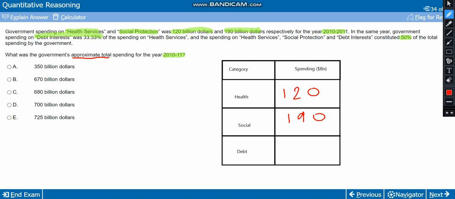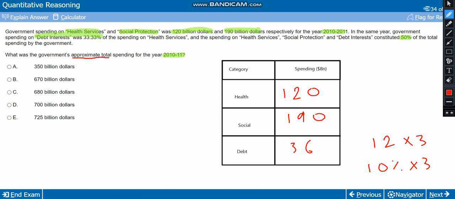The way I would work this out is we know that 10% of 120 billion would be 12. And in order to work out 30%, we multiply that by 3, because what we're doing is 10% multiplied by 3 to get 30%, right? So what's 12 times 3? 36.